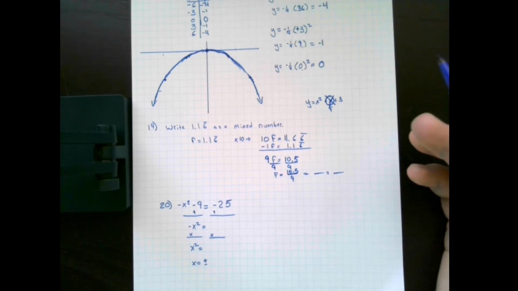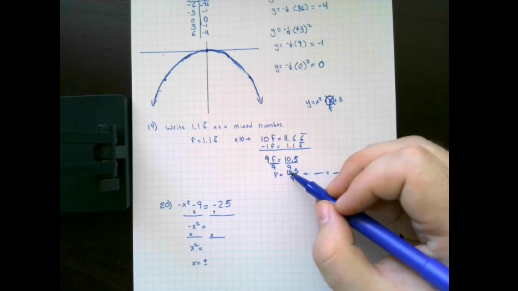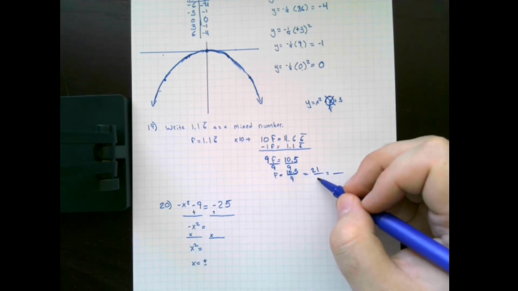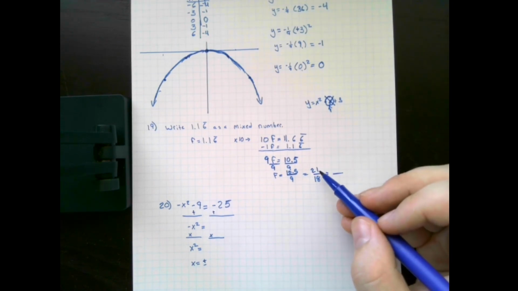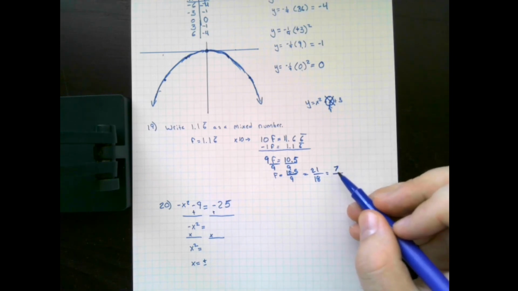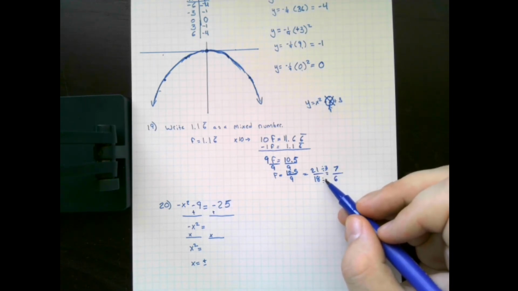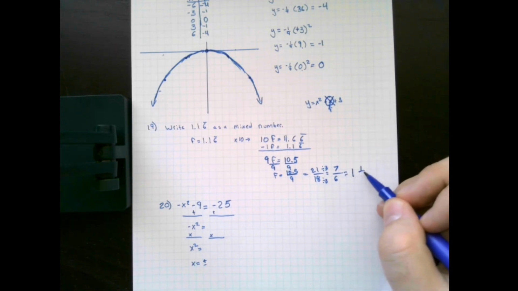Now, we shouldn't have a decimal in a fraction, so I'm going to multiply everything by 2. 10.5 times 2 is 21. 9 times 2 is 18. Both of these are divisible by 3. That will give us 7 over 6 if we divide by 3 and divide by 3. And 7 over 6 as a mixed number is 1 and 1/6.